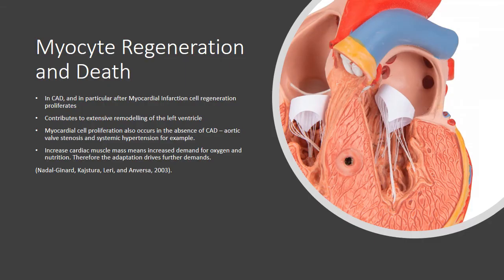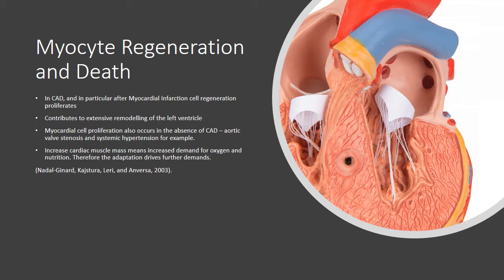Next is myocyte regeneration and death. Now, in coronary artery disease, we have a decrease in blood supply to the myocardium, and in particular after myocardial infarction, which is essentially the end point of coronary artery disease, where we have this termination of blood supply to areas of the myocardium, therefore leading to cell necrosis.